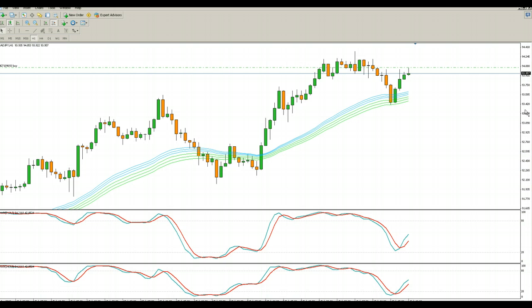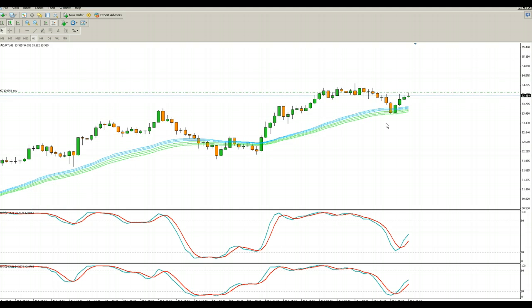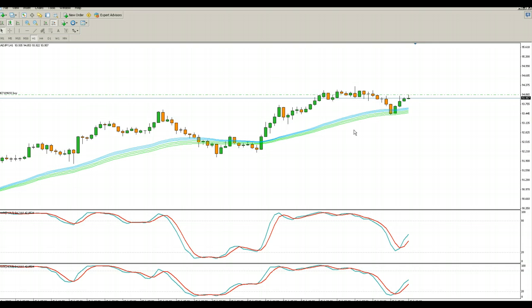The other indicator that I like using is the rainbow. Now the rainbow, these lines that you see here are actually moving average lines. There's several of them. And as long as the moving average lines are separated and angled, and price is above the rainbow, then we're in an uptrend.